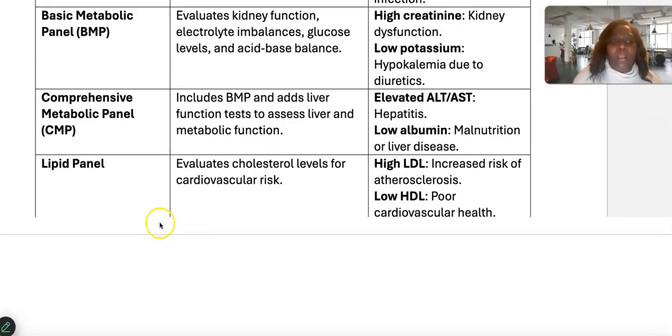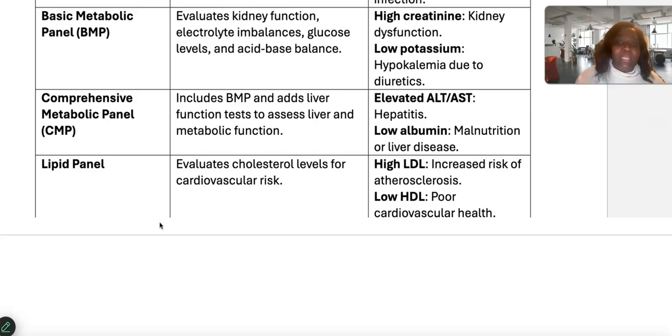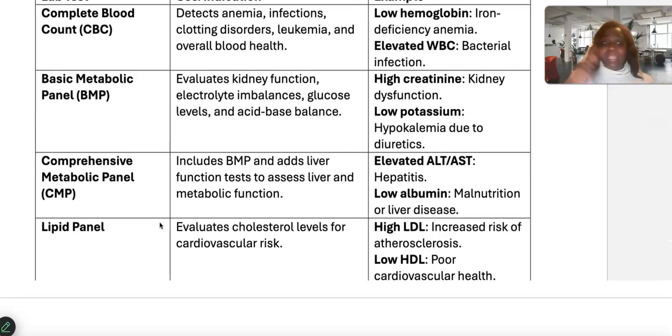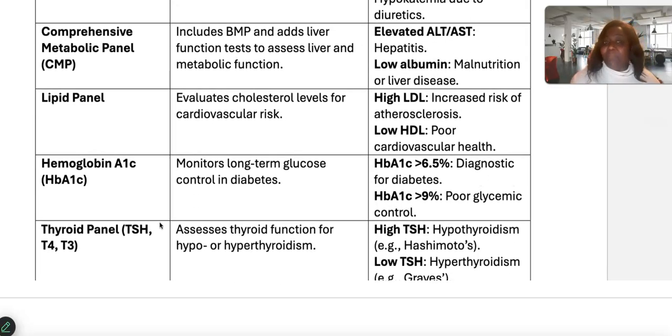Now let's talk about the comprehensive metabolic panel. Listen, BMP is not the same thing as CMP. BMP is basic metabolic panel. CMP is comprehensive metabolic panel. So what is BMP then?